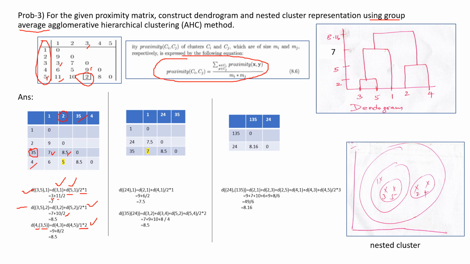4 to 5 is same as 5 to 4. It is 2. 4 to 5, yeah, it is same as 5 to 4, which is 8. Right? So 9 plus 8 divided by 2 is 8.5. That's what is given here. Now in this, which is the minimum? 5 is the minimum.